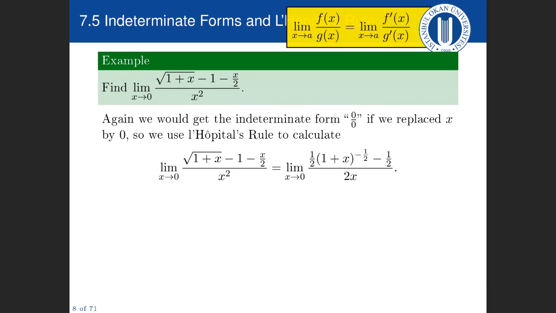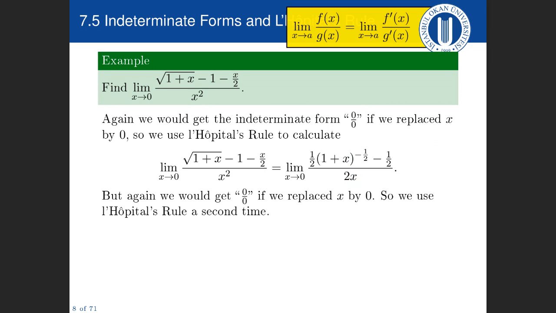But what do we have now? If we replace the x's by 0 again, 1 plus 0, 1, minus the square root of 1 is 1. So on the top we have 1/2 minus 1/2, or 0, and on the bottom we have 0. Again, we get 0 divided by 0. So we're going to use L'Hopital's rule a second time. Again, we're going to differentiate the function on the top, and we're going to differentiate the function on the bottom.